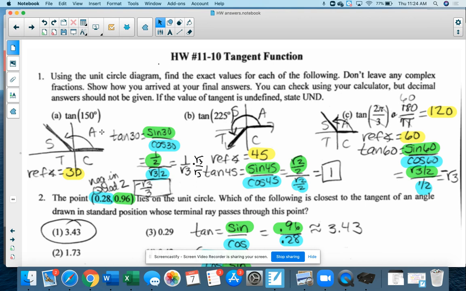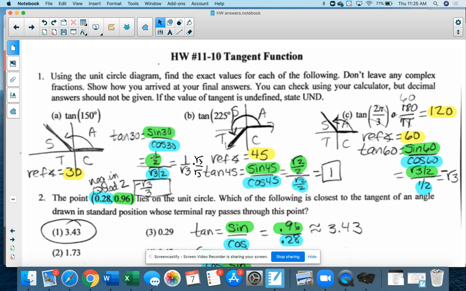So tangent is equal to sine over cosine. In part A, I have the tangent of 150. If I draw out 150 degrees, you can see it over here in quadrant 2. That has a reference angle of 30 because the distance from this angle to the x-axis is 30 degrees. So I really want to know the tangent of 30. The tangent of 150 is equal to the tangent of 30. Tangent is sine over cosine, so sine of 30 over cosine of 30.